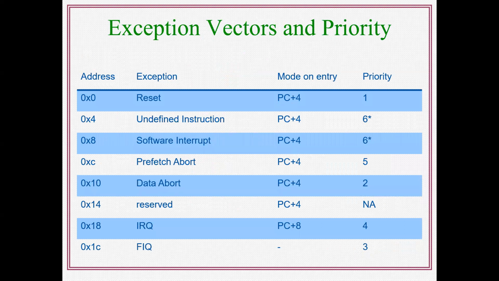Exception vectors and priority. Reset has the highest priority, first priority. Second is data abort. Third is FIQ. Fourth is IRQ. Fifth is prefetch abort. And sixth is undefined instruction and software interrupt, both having the same priority. Reserved interrupts are not available.